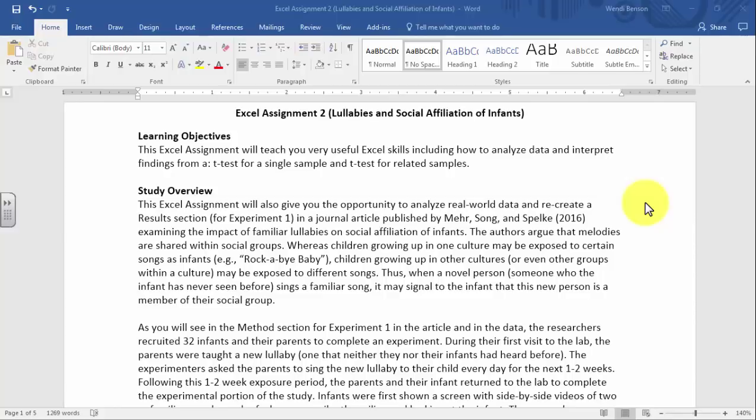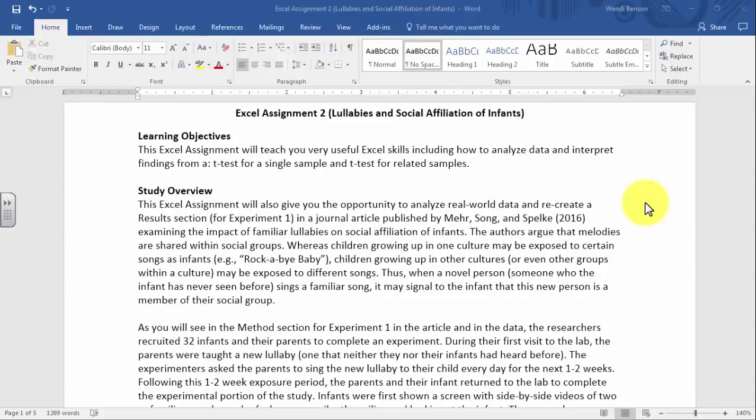Hello there! This video is going to show you how to run a single sample t-test and a paired samples t-test in Microsoft Excel to recreate a result section of an actual study that was published in 2016 looking at how social affiliation in infants can be developed through familiar lullabies.